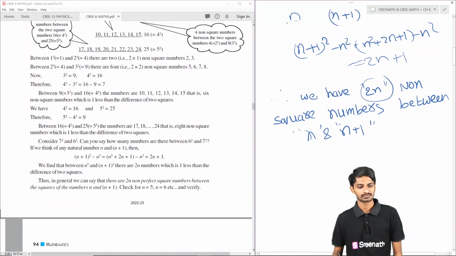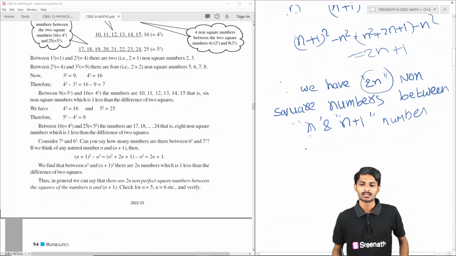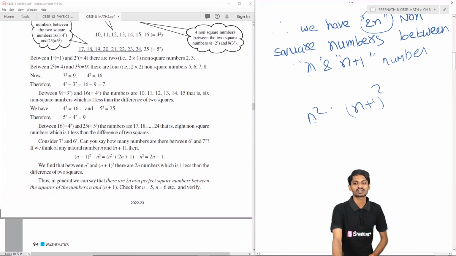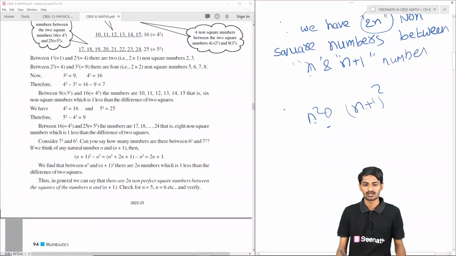Okay, students. Thus in general, we can say there are 2n non-perfect square numbers between the squares of the numbers n and n plus 1. Square numbers. So not between n and n plus 1. The numbers between n square and n plus 1 whole square. Between these two square numbers, how many non-square numbers are there? There are 2n non-square numbers between n square and n plus 1 whole square. Not between n and n plus 1.